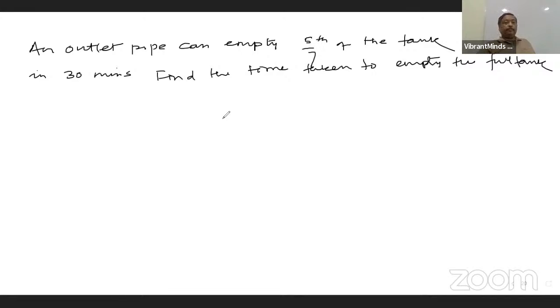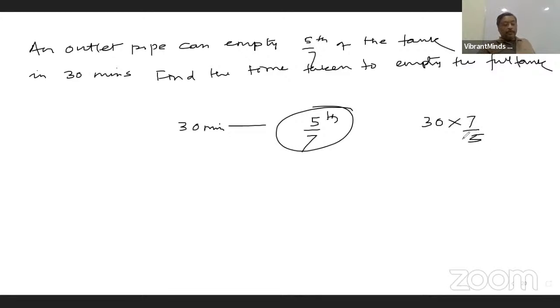What will be the time? So in 30 minutes, it empties 5/7. Clear? So ideally, in 30 minutes it empties 5/7 of the tank, so it should empty the full tank in 30 into 7/5. Clear? 30 into 7 into 5, and it gives you how much? 6 sevens are 42 minutes. Clear?